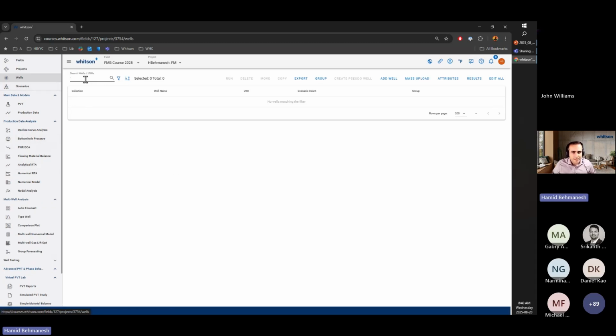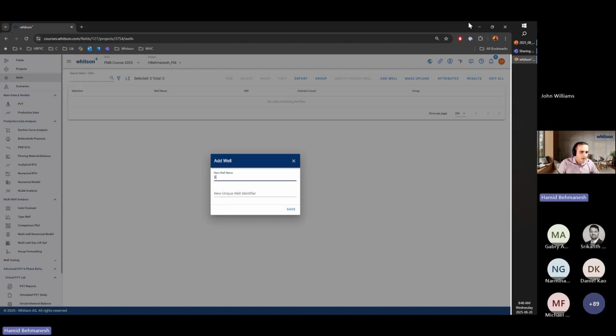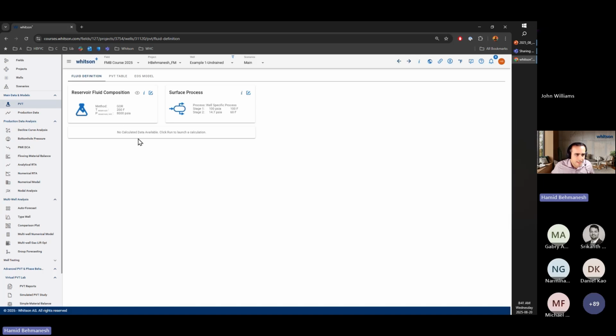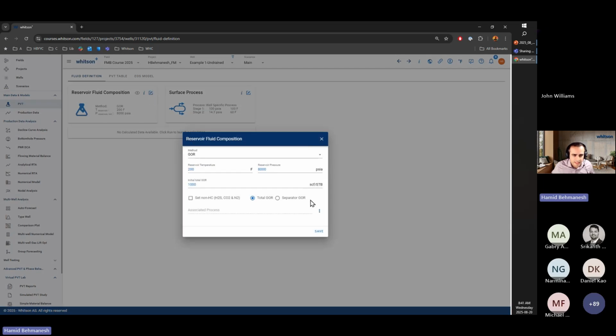In the wells, please go ahead and add well. In the add well, I'm going to call it example on drain. The reason I call it on drain, I'm going to show you once I've created my case. You're welcome to pick any name, for example one or whatever you wish to, but the reason I call it on drain, you will see in a few minutes. Once you click on save, you will be directed to the PVT and click on edit reservoir fluid composition. There's an edit button. Click on edit, and you will see this window here.